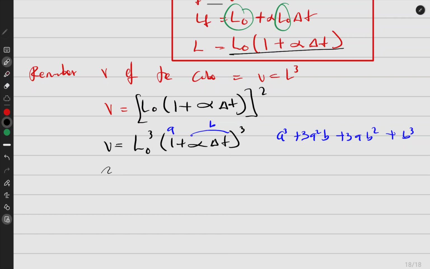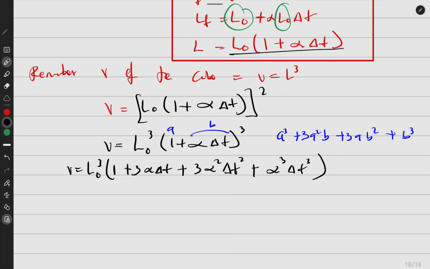Okay, this is our a, this is our b. V is going to equal L naught to the power 3, open a squared, this is a 1, a cube, I mean, is going to be 1 plus 3, a is 1, 1 squared doesn't change anything, b, you multiply by alpha change in t, plus another 3, a is 1, and then you square everything here, it's b, it's going to be this and this, and then is it squared? Yes, square everything, then plus the last term is b cubed, alpha change in temperature, why I'm using t, physics.